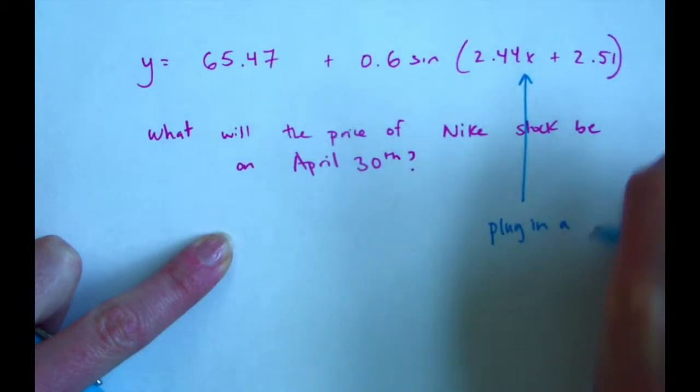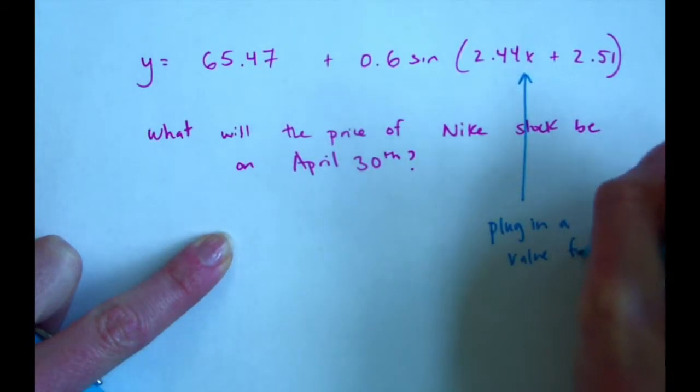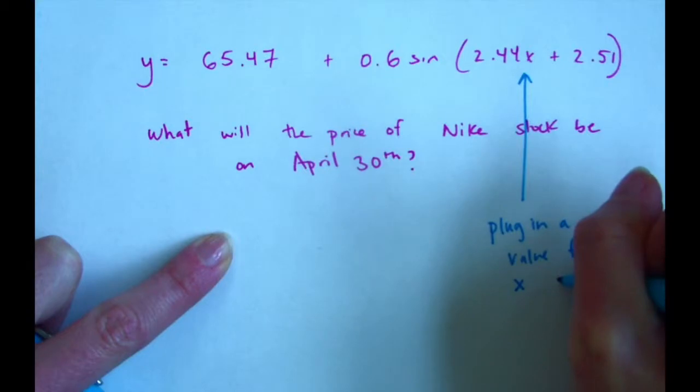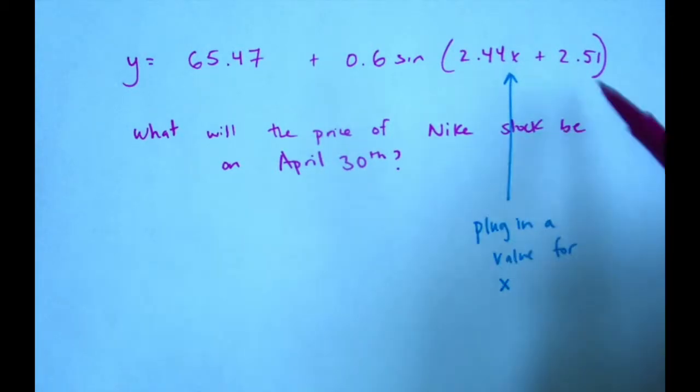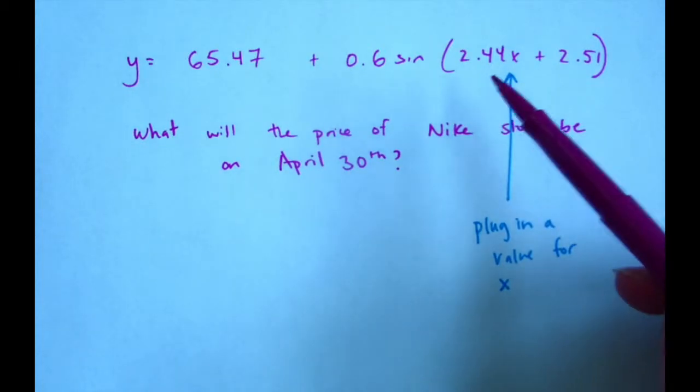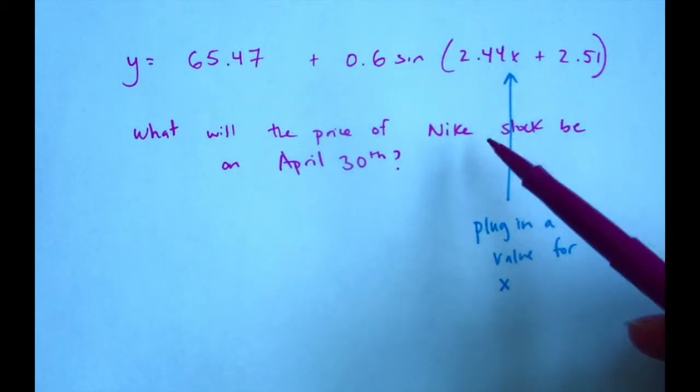So the next part of the problem, what I'm going to be doing is plugging in a value for X in order to predict the price, just like we did with the Snapchat stock in class. With the Snapchat stock, we plugged in 7 because we were trying to predict the price a week from now. For the Nike stock, we're now trying to predict the price on April 30th.